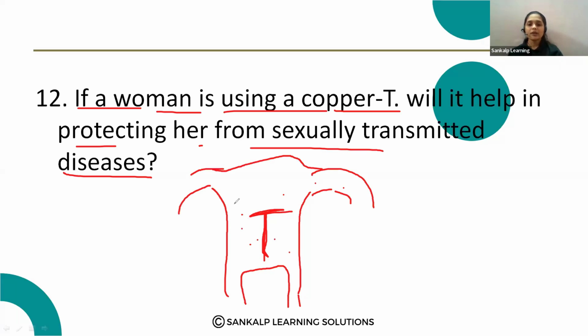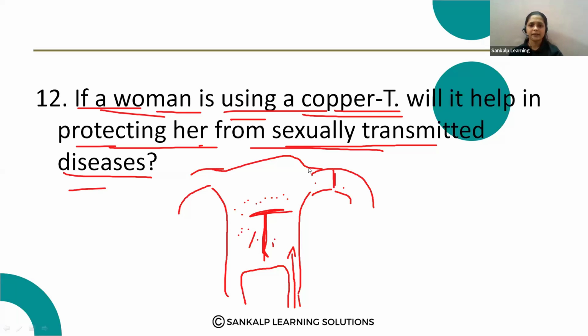Okay, but here what is the question? If a woman is using the copper T, will it be helpful for protecting her from sexually transmitted disease? No. Copper T does not help to prevent sexually transmitted disease, because it prevents sperm entry to the fallopian tube, because it phagocytoses the sperms here, that prevents the pregnancy, but not the sexually transmitted disease. So how can you write the answer? Just read this.